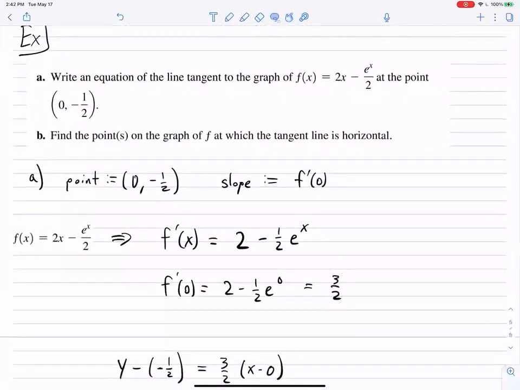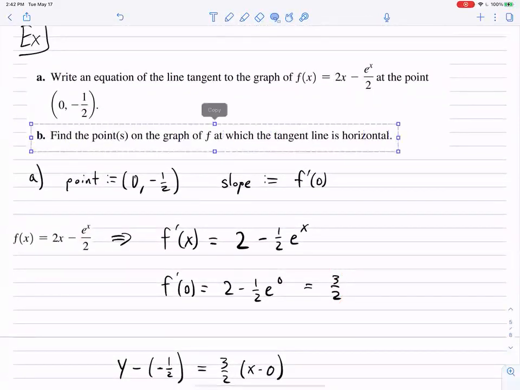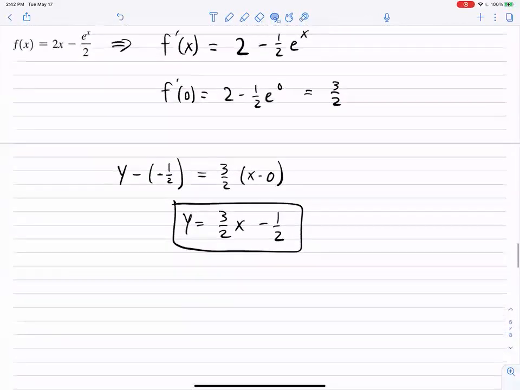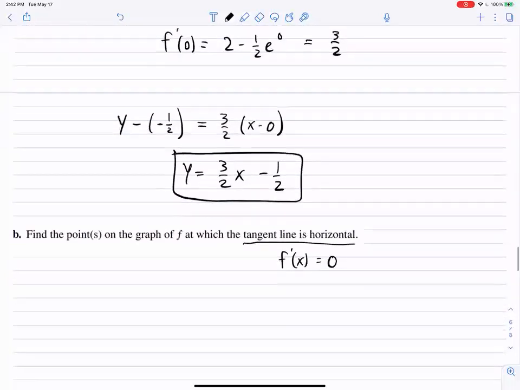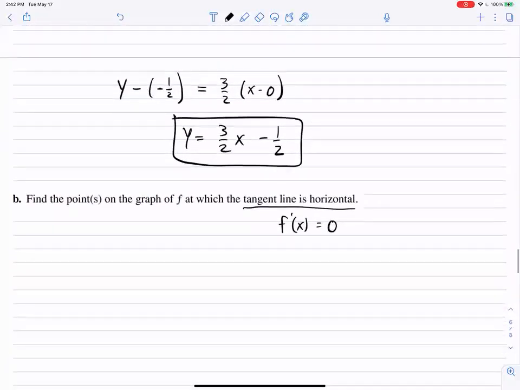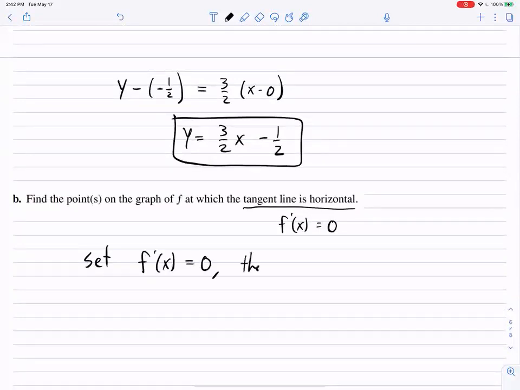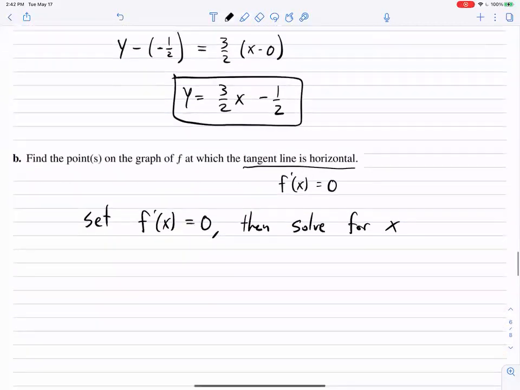Then part B, find the points on the graph at which the tangent line is horizontal. So tangent line is horizontal. That means that f prime of x equals 0. The derivative. We want to find the points on f where the tangent line is horizontal. And so set f prime of x equal to 0, then solve for x. So that's what we're going to do.